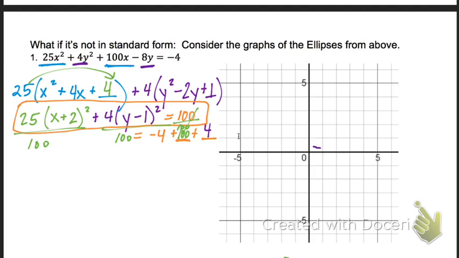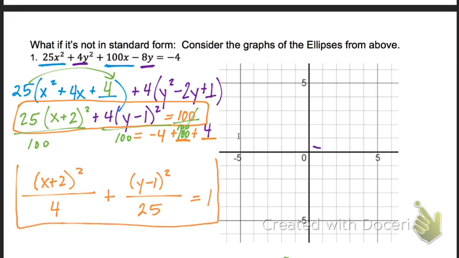And what ends up happening when I simplify is I've now got x plus 2 squared. And what is 25 over 100 reduced to? What's going to go on the bottom? 4. And then y minus 1 squared. What goes on the bottom? 25 equals 1. So it's always going to work out nicely in that you've got something on the bottom and it reduces. For any quiz or test, will we ever have something that doesn't? No, it'll always work out nicely.